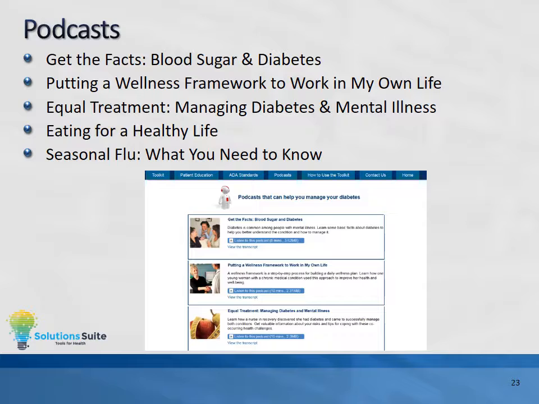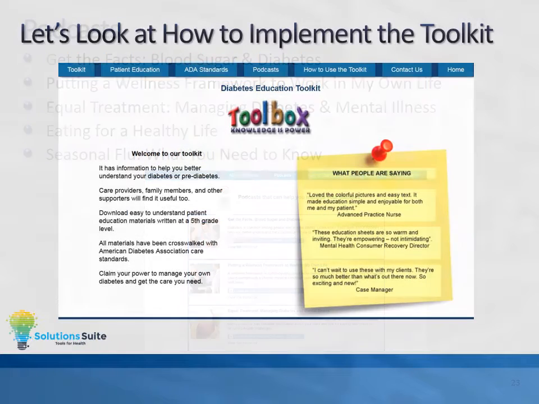Another section of the toolkit has podcasts that you can listen to. These recordings last from 4 to 10 minutes and present basic information about diabetes as well as different ways to manage it. Some titles include Get the Facts, Blood Sugar and Diabetes, Putting a Wellness Framework to Work in My Own Life, Equal Treatment, Managing Diabetes and Mental Illness, Eating for a Healthy Life, and Seasonal Flu, What You Need to Know. Some of the podcasts were recorded by people with diabetes who know what it's like to live with it and how to successfully manage it.